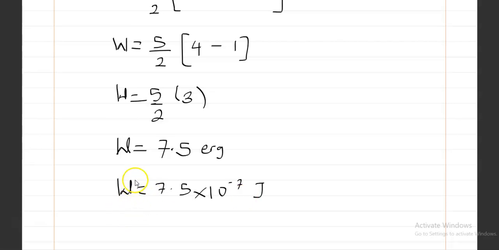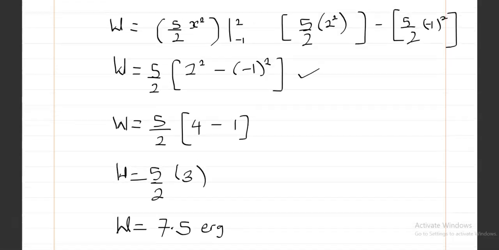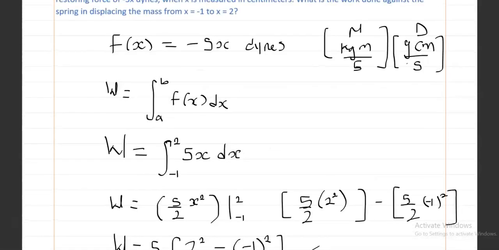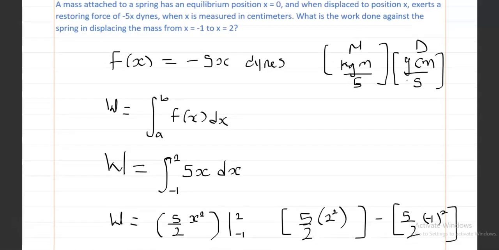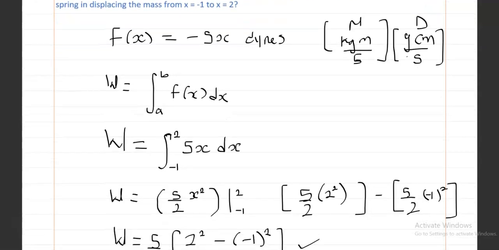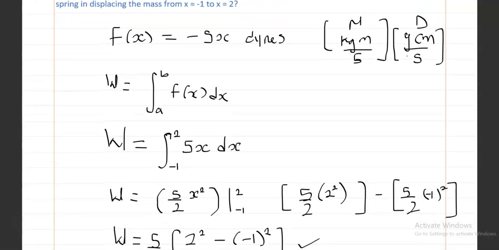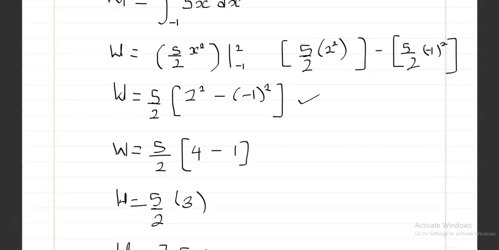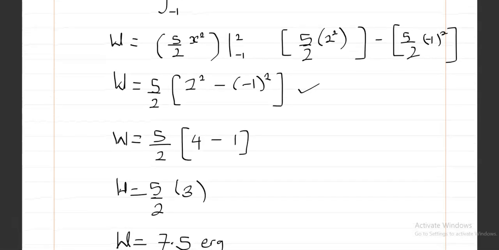So this is basically it, right? You have your force function, plug it into it. If you don't have a force function, you might have to look for it. But in this case, we have been given our force function, so we are good to go in that regard. Plug it in, integrate it over the interval, and we're good to go.